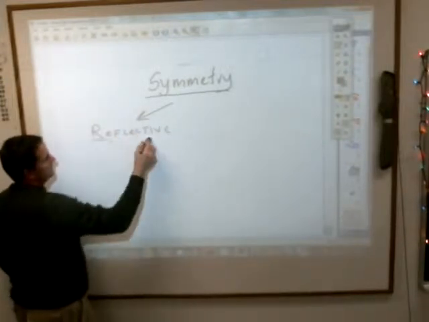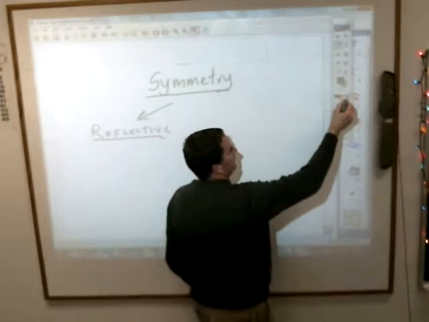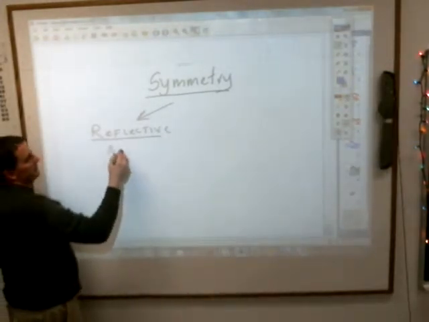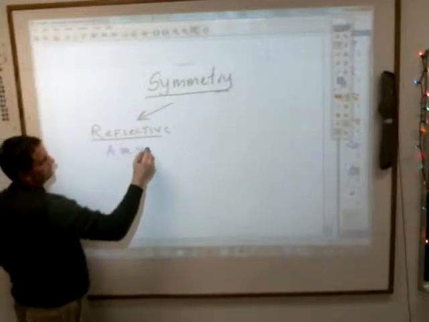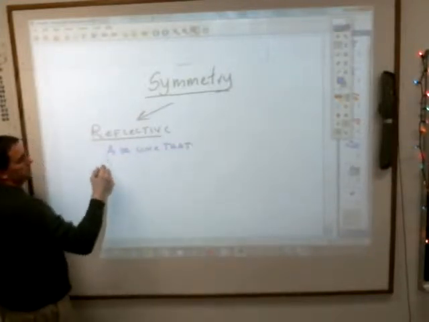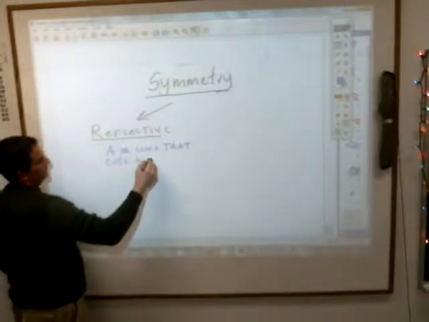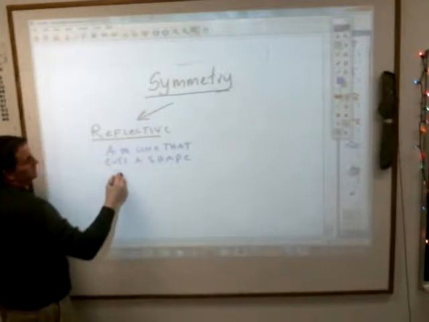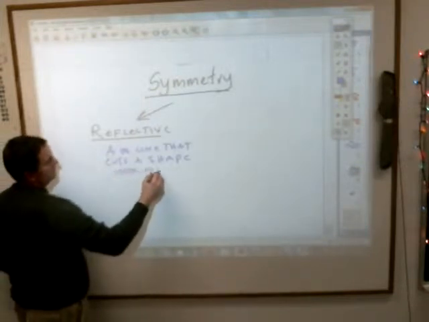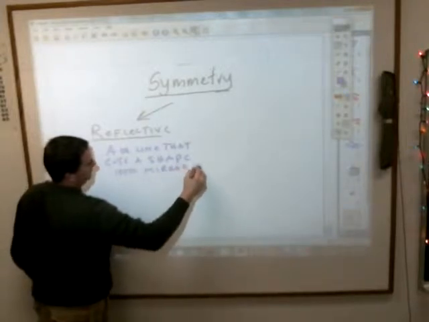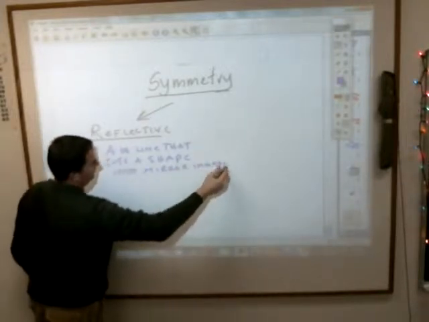Okay, and that is, can you draw a line through it? It's a line that cuts a shape into mirror images. And I know we did it last year, so don't tell me you're completely ignorant about this. Mirror images. And that would be this.